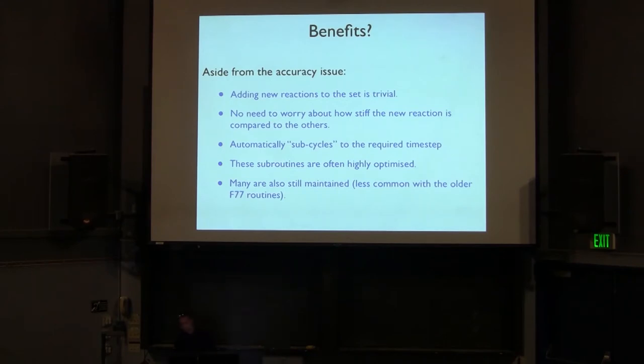Another benefit is that they are often highly optimized, and they use various different tricks to do their matrix inversions. That's nice. And many are also still maintained. So the one that we use, I should actually point out, is not maintained. We're using the DVODE solver, which is the old Fortran 77. The reason we use Fortran 77 is Jim's fault, because that's what Zeus was written in, and Simon wanted to keep everything in the same type, so he used the 77 one, but that's fine.